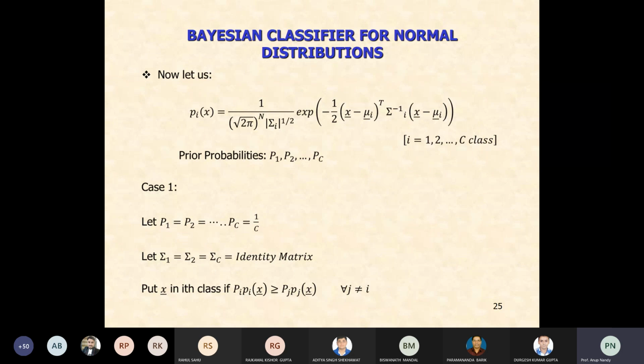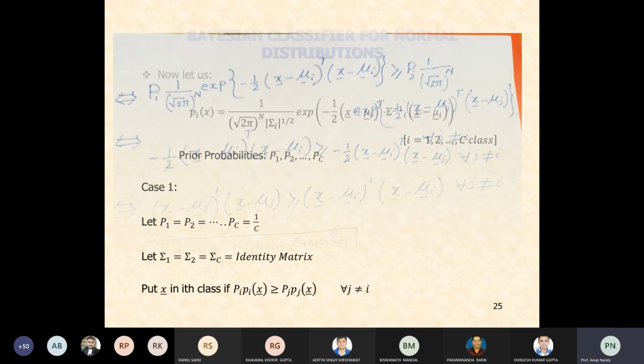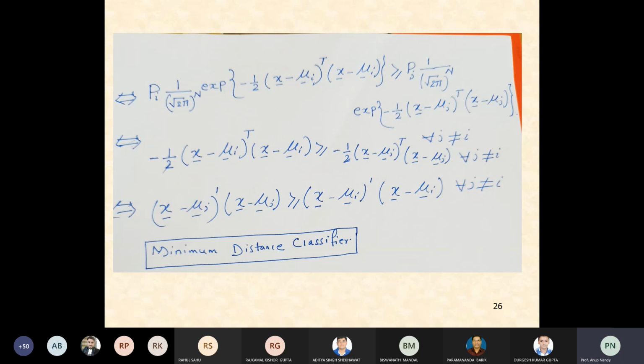Now this variance covariance matrix is an identity matrix. The determinant of the identity matrix is 1. The square root of 1 is also 1. So I am not writing it. Then I am simply writing capital Pi, 1 by root over 2 pi to the power n. I am not writing the 1 by determinant of sigma to the power half, as it is 1. Are you understanding me? Why am I not writing this 1 by sigma I to the power half?